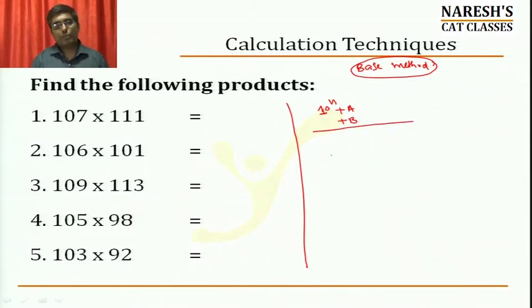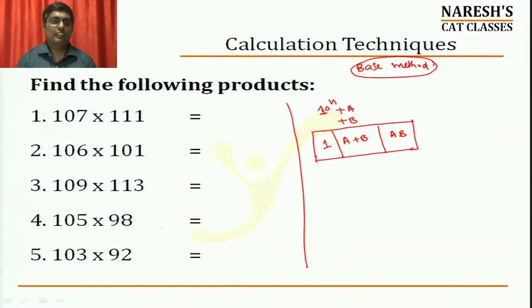So whenever we have two such numbers, 10 power of n plus a and 10 power of n plus b to be multiplied, the good thing is you can write the answer just orally. You don't need to calculate. And the shortcut is, please note this: 1, a plus b, ab. Very simple. 1, a plus b, ab. If you remember this thing, you're done. There will be three parts to an answer: 1, a plus b, ab.